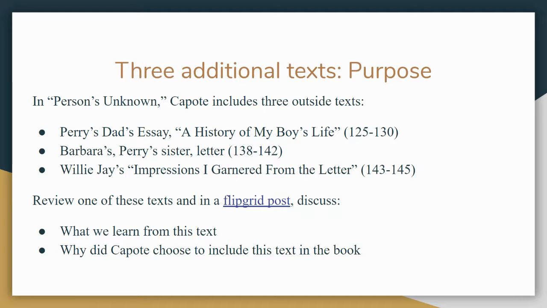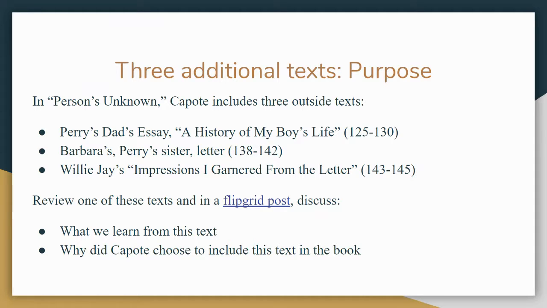All right, the second task for today is something really interesting to me every time I read this book. So Capote chooses to include 3 outside texts, and he includes them in full. So there's Perry's dad's essay, A History of My Boy's Life. There's Barbara's letter, Perry's sister, her letter to him. And there's Willie-Jay's Impressions I Garnered from the Letter. So all focusing on Perry, texts that he holds very close to him and which Capote chooses to include, as I said, in full.